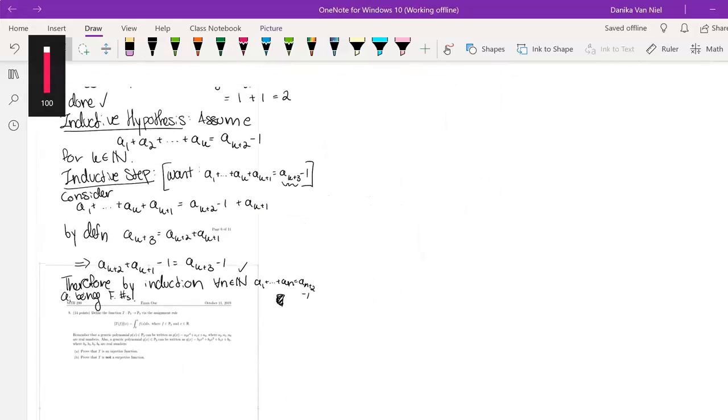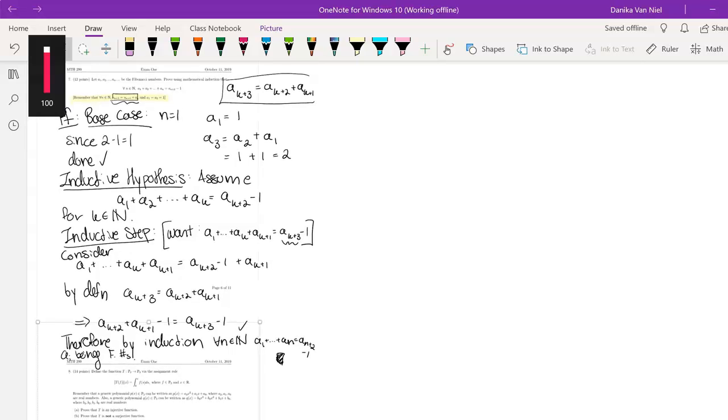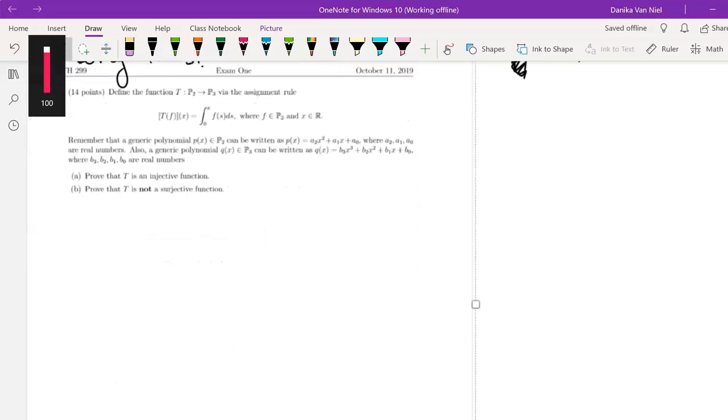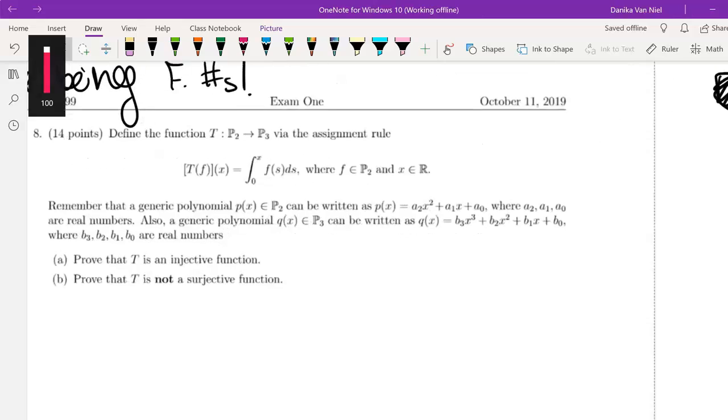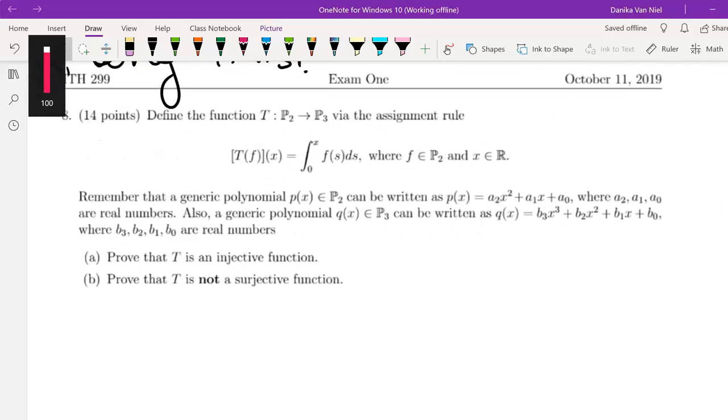Let me pan out. See, we had our 3 cases. Our conclusion. Beautiful. Okay. Define the function T via the assignment rule. Ooh, fun. Remember that a generic polynomial can be written as that. Okay. Prove that T is an injective function. We don't know about surjectivity yet, so we won't do that right now. We'll just prove that T is an injective function.